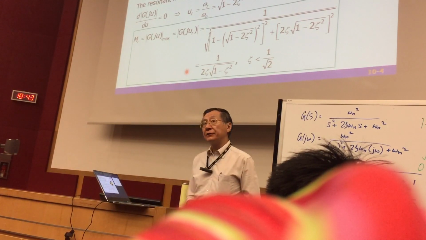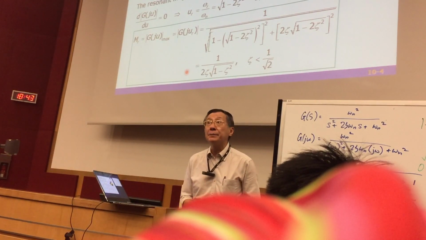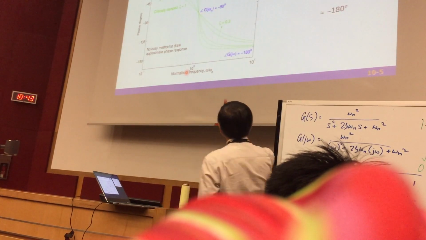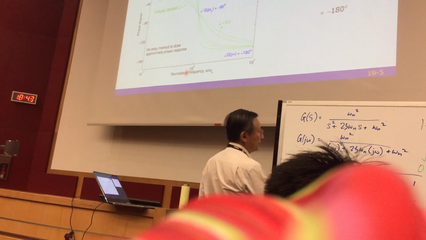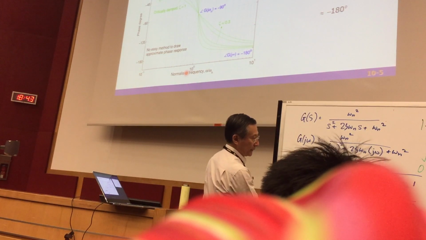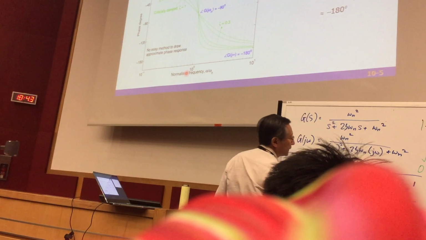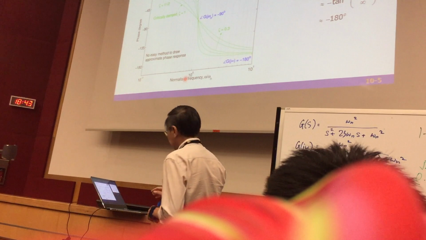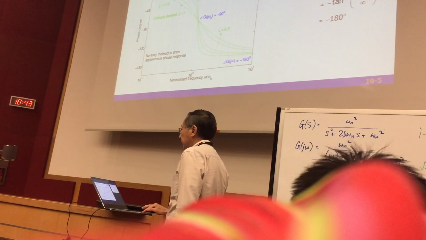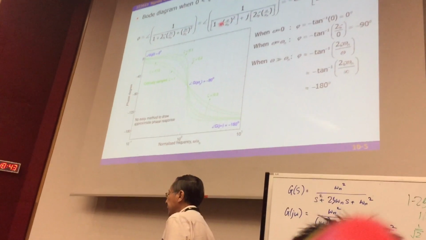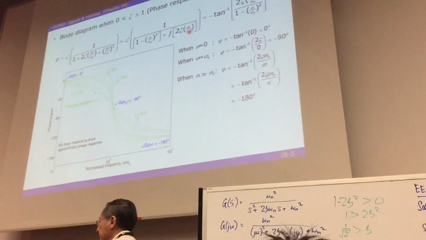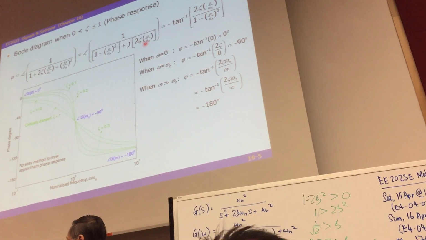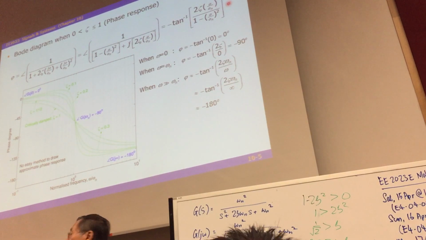Okay. What about the phase? So far, we only concentrated on the magnitude. The phase is the same thing. If you look at the expression over here, we clean it up. And now you see that this is the real term and this is the imaginary term. So the phase is minus arctangent of B over A, which is this guy here.